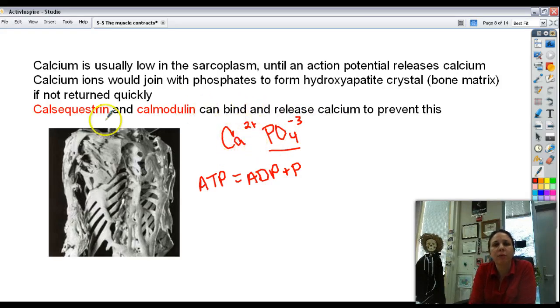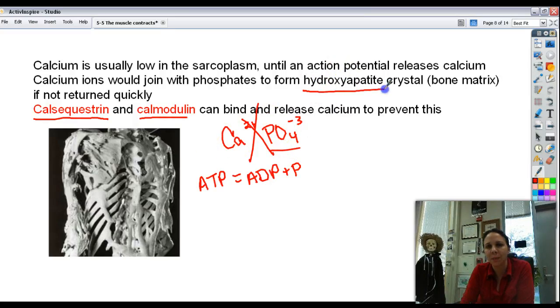So if it wasn't for these molecules called calsequestrin, because it sequesters the calcium, and calmodulin, what they do is, if there's too much calcium going on inside of the cytoplasm, then they come in here and go, don't stick together. Because if they stick together, we get calcium phosphate or hydroxyapatite, and that makes bone inside of muscles, which is bad.